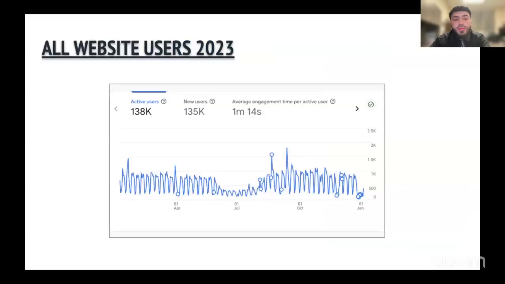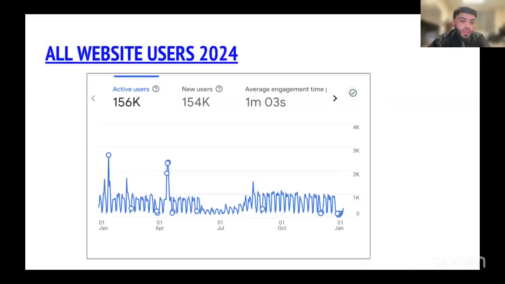And the last section I'll present tonight will focus on the numbers on our website. It'll include the following: the website users by city, most visited pages, browsers used for the website, and different devices used across the website. So this is the all website users. You can see in 2023 that we had a total of 138,000 visits for the entire year. And in 2024, we reached 156,000 total views. So we grew by 18,000 from last year.